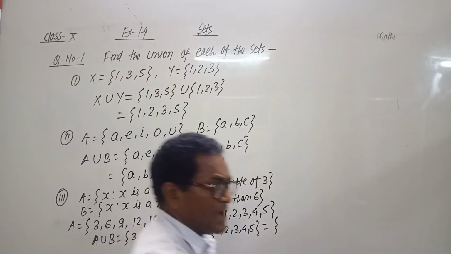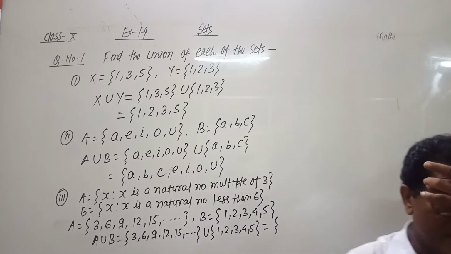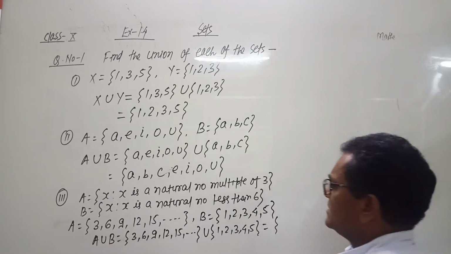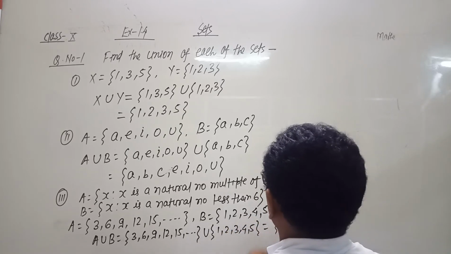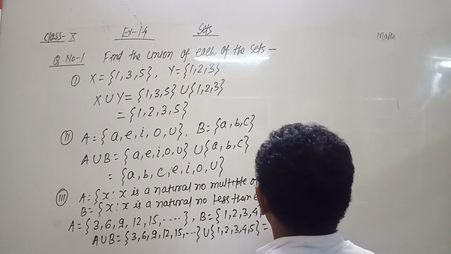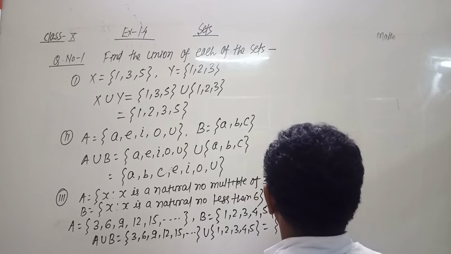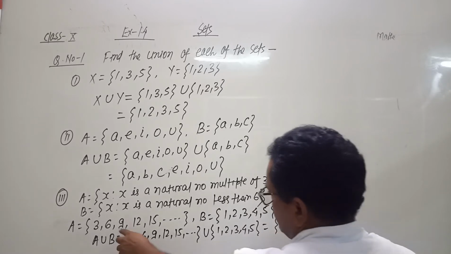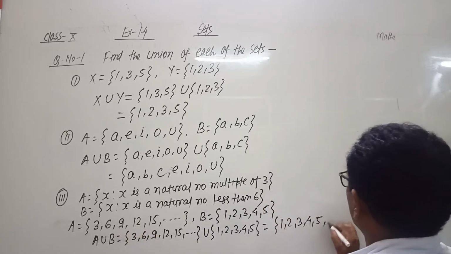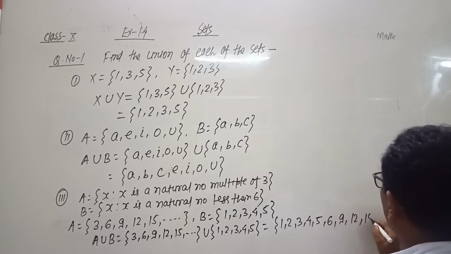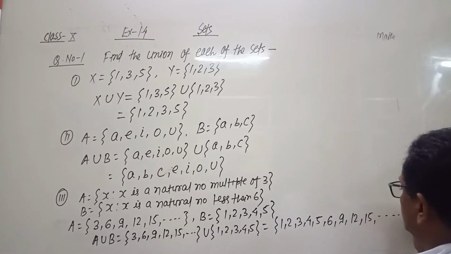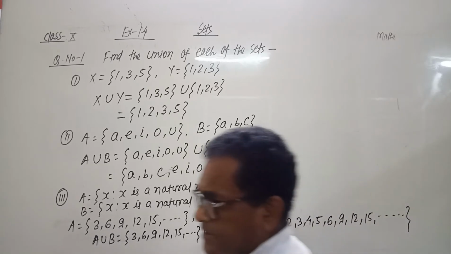Now we have to write the elements of all the terms combined. So 1, 2, 3, 4, 5, then 6, 9, 12, 15 and so on. So this is the result.